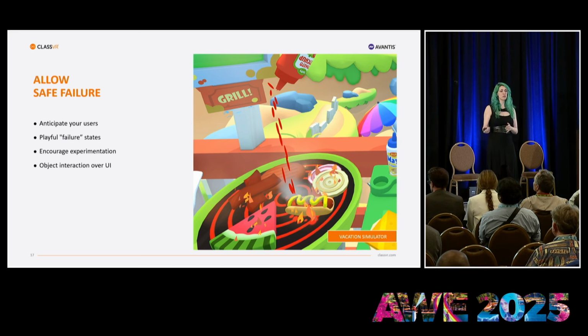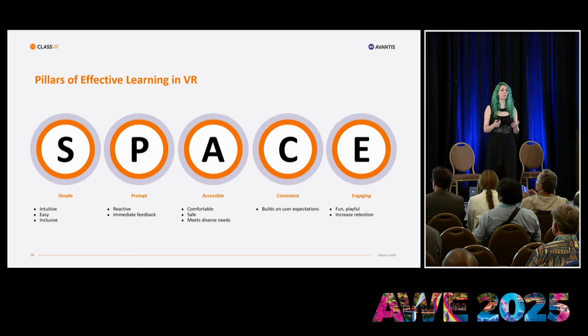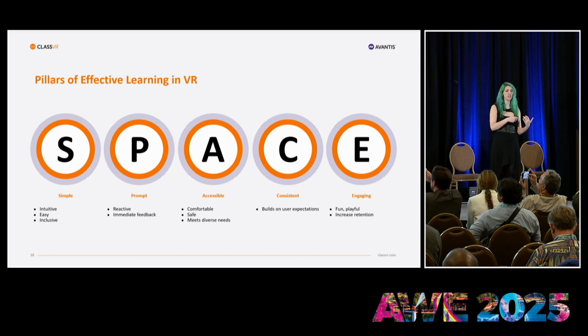So they really anticipate kind of all the things the user might try, and all of them have a creative response. This also shows that you should try and use objects for interaction over UI. Try to avoid text on screen if at all possible, and indicate to the user what they should be doing, using the objects around them. So you can really remember the pillars of effective learning in VR using this mnemonic, which I call SPACE. I've covered some of this already.